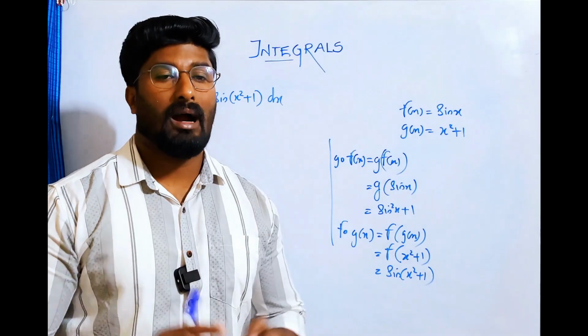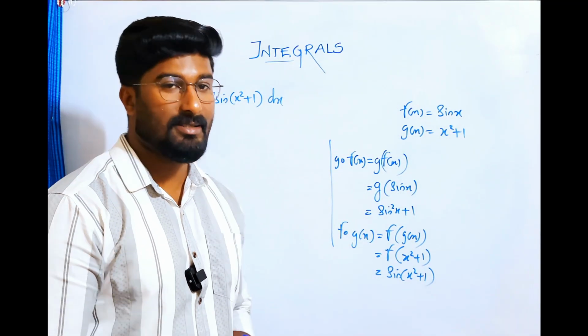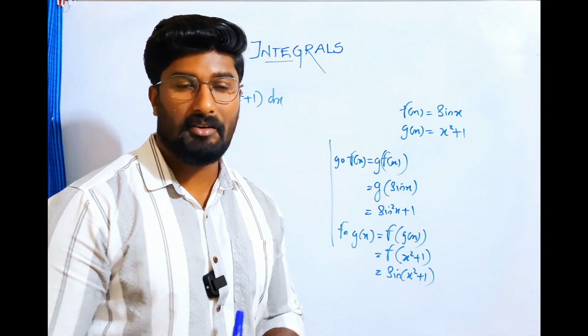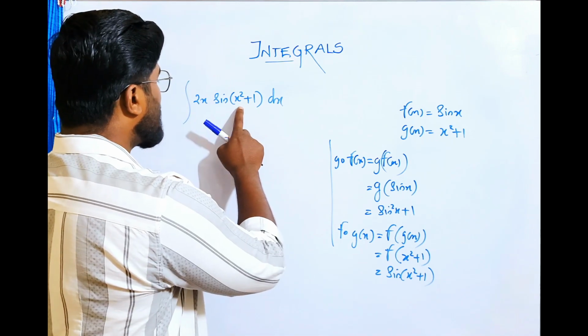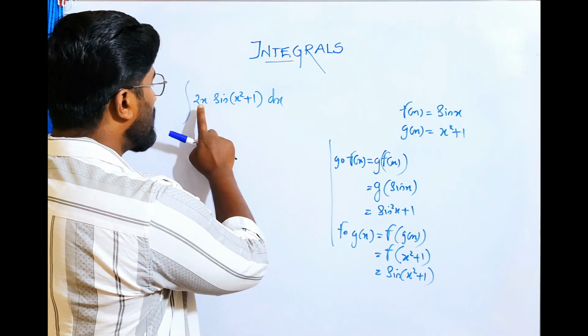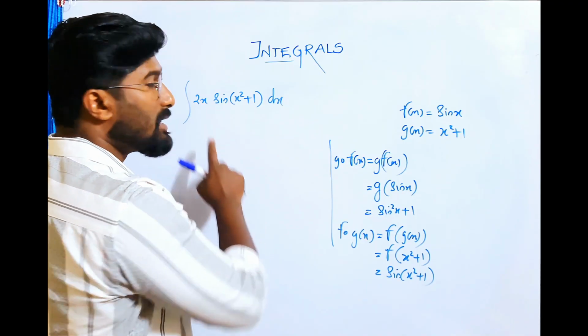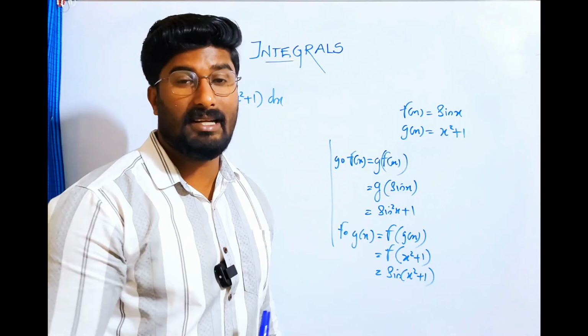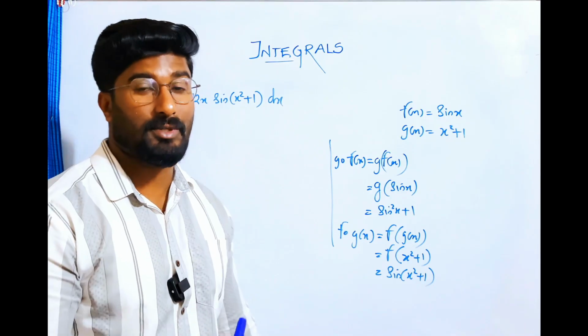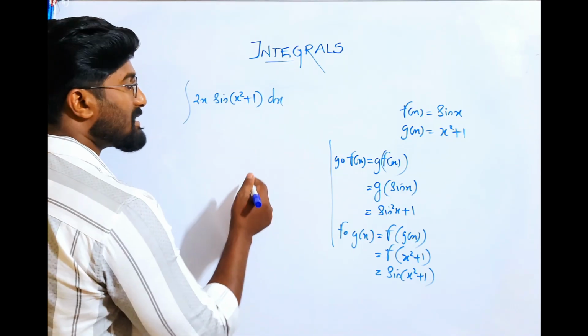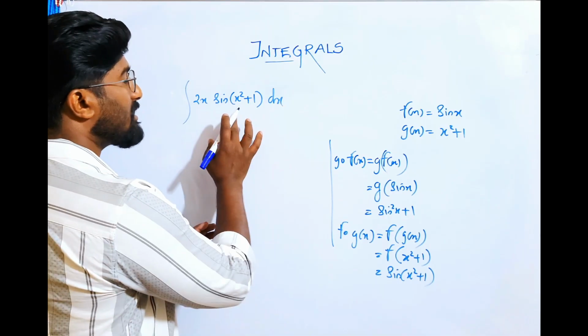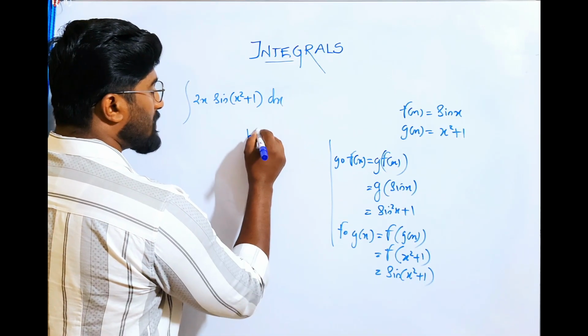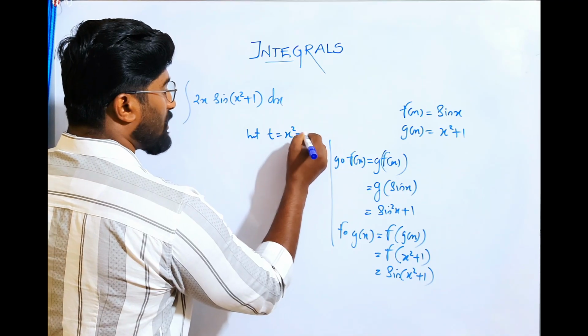I told you how to find the integral of these functions. So first you have to observe the given function. You will get here x square plus 1, then there is 2x. 2x is the derivative of x square plus 1. That means you have a function and its derivative. You can use the substitution method here. What should we do? Let us consider the function as t. So let t be equal to x square plus 1.